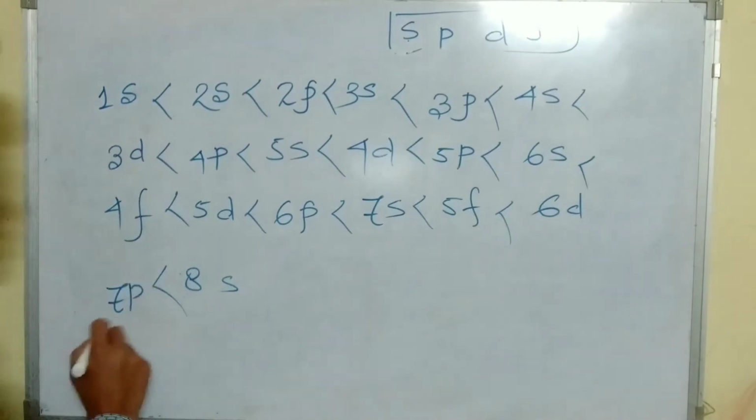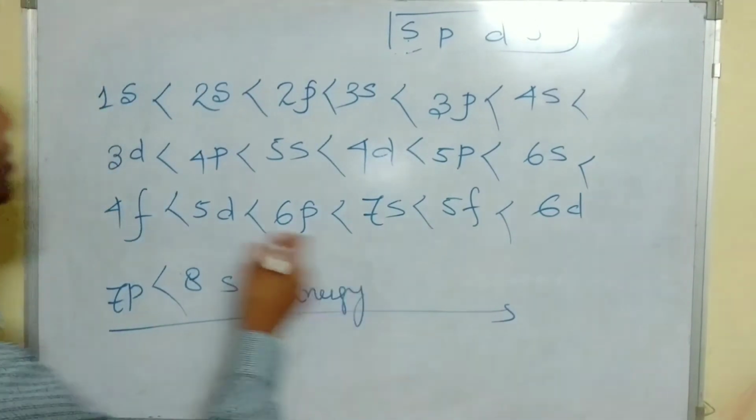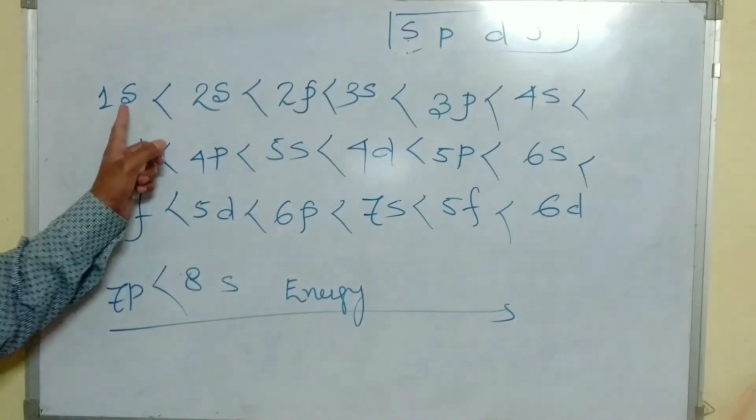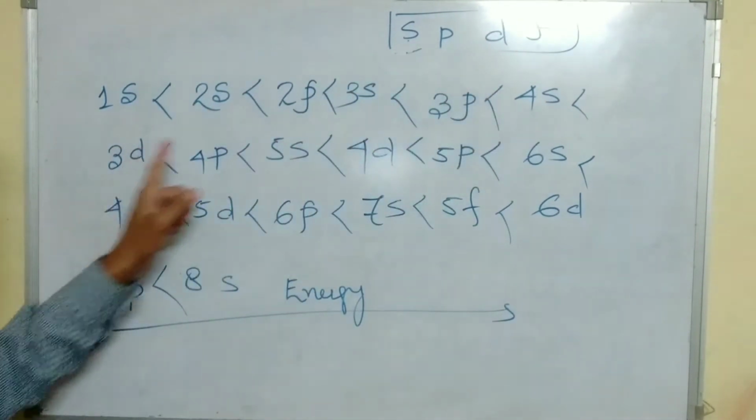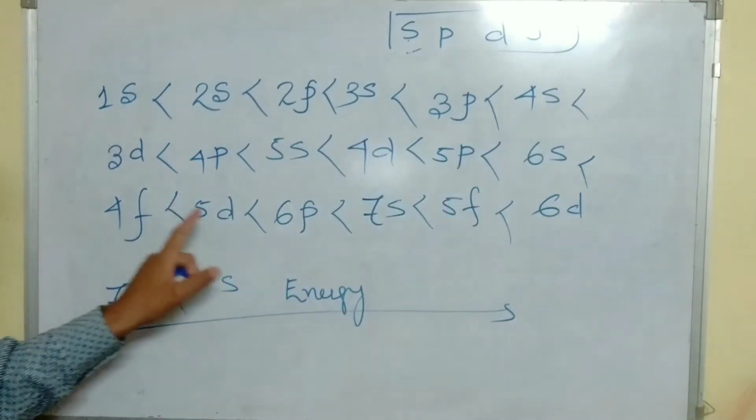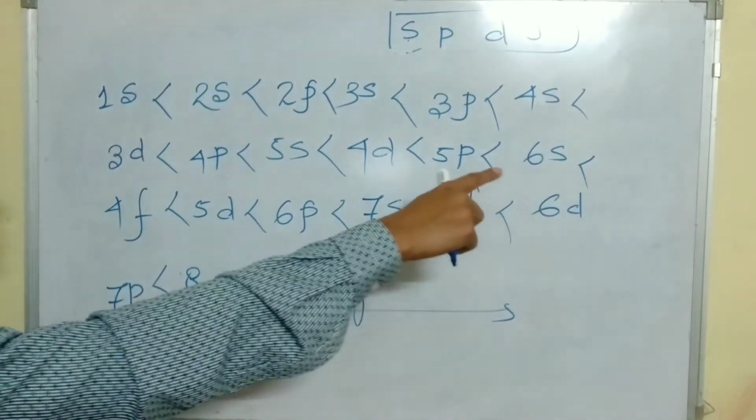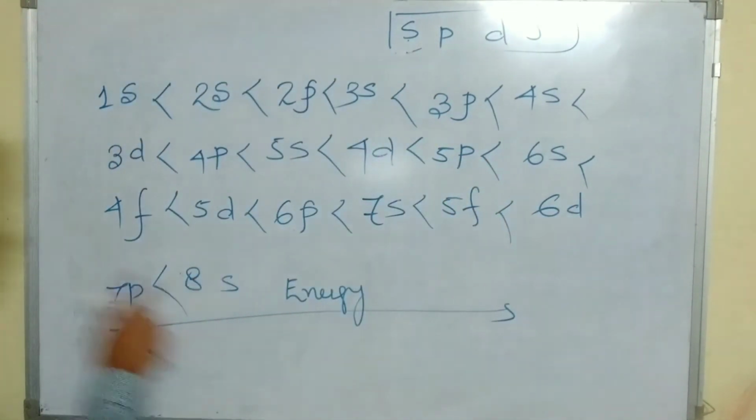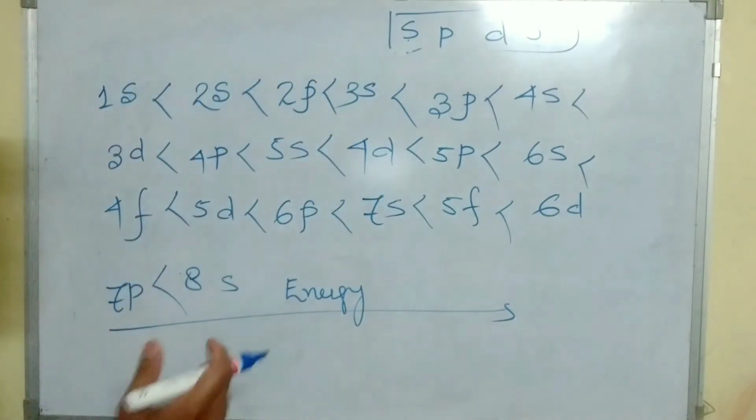So we are getting the orbitals in the order of increasing energies, meaning 1s, 2s, 2p, 3s, 3p, 4s, 3d, 4p, 5s, 4d, 5p, 6s, 4f, 5d, 6p, 7s, 5f, 6d, then 7p, then 8s. So in this way we may easily remember the orbitals in the order of increasing energies.